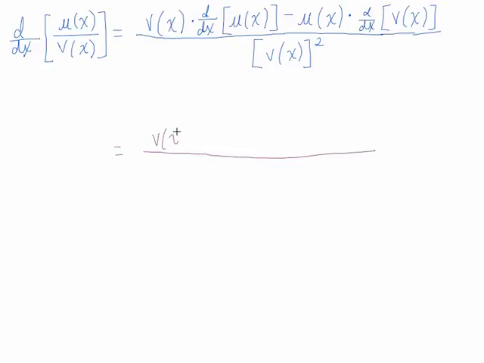v of x times u prime of x minus u of x times v prime of x, all over v of x squared. Okay, so it is the denominator times the derivative of the numerator minus the numerator times the derivative of the denominator, all divided by the denominator squared.